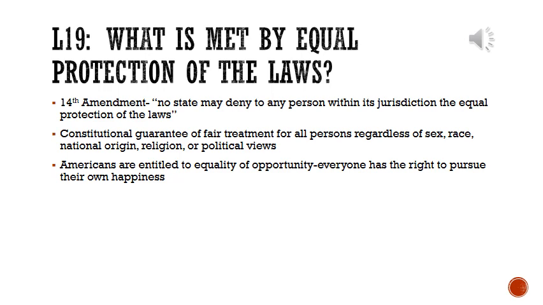Okay, so what is meant by equal protection of the law? So the 14th Amendment says no state may deny any person within its jurisdiction the equal protection of law. So the Constitution is going to guarantee fair treatment for all persons regardless of sex, race, national origin, religion, or political views. And Americans are also going to be entitled to equality of opportunity, where everyone has the right to pursue their own happiness.